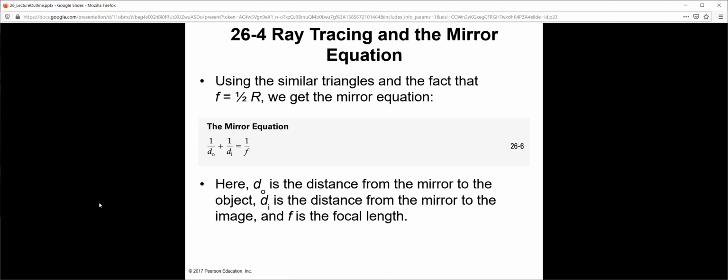We can use those triangles and the equation F equals 1/2 R, where F is the focus point and R is the radius, to give us a mirror equation for distance. D naught is the distance you are standing from the mirror, and DI is the distance that the image is standing from the mirror. And F would be the focal length, again, given by that equation up top.